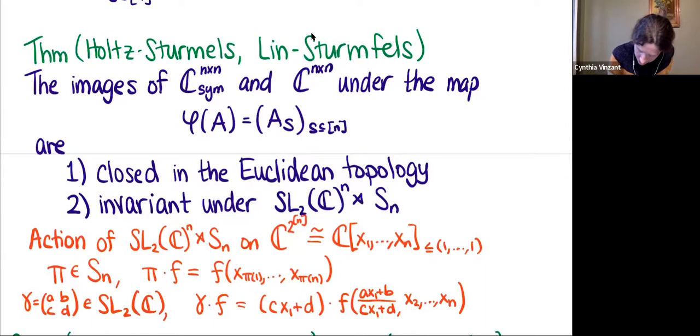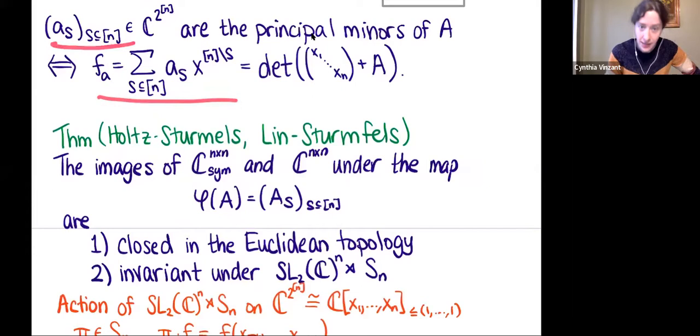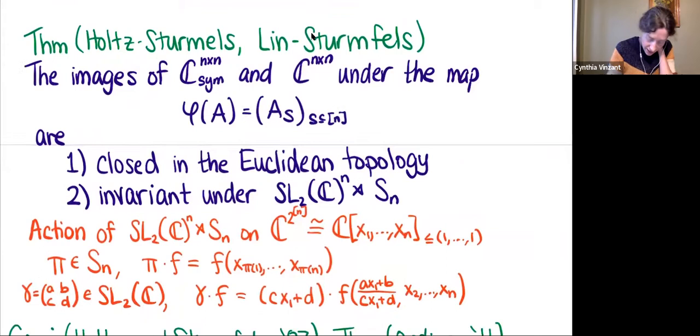So in order to define this action, I'm going to make this identification between vectors of length 2 to the n and polynomials in x1 through xn with degree at most 1 in each variable. So both are perfectly good vector spaces of dimension 2 to the n over C. And I'm going to be using exactly this identification. And then as I suggest, if we have some permutation, it can act on polynomials like this by permuting the n variables around.